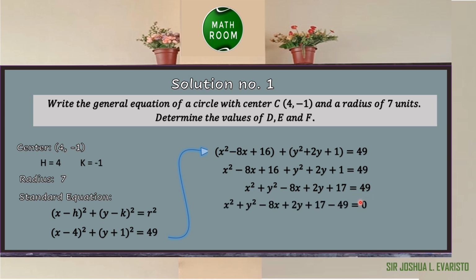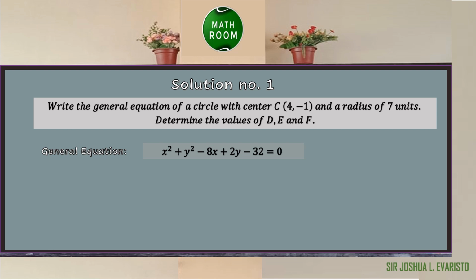Transpose 49 to the left side of the equation, then simplify. So we have x squared plus y squared minus 8x plus 2y, 17 minus 49 is equal to negative 32. So the general equation of the circle is x squared plus y squared minus 8x plus 2y minus 32 is equal to 0.